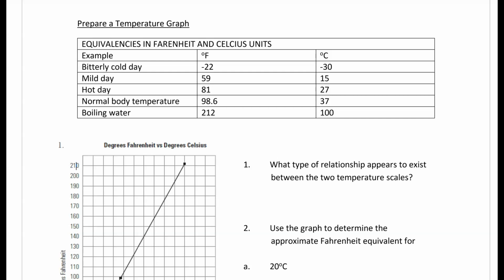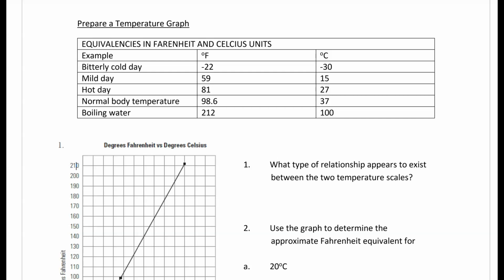So we want to look at what these numbers are equivalent to between Fahrenheit and Celsius. So, for example, on a bitter cold day, which would be minus 22 Fahrenheit, here we'd be looking at minus 30 degrees Celsius. So that would be on a really cold day. On a mild day, so not too bad out, it would be equal to 59 degrees Fahrenheit, which is 15 degrees Celsius here. 81 degrees Fahrenheit, which would be on a hot day, would be 27 degrees Celsius here.